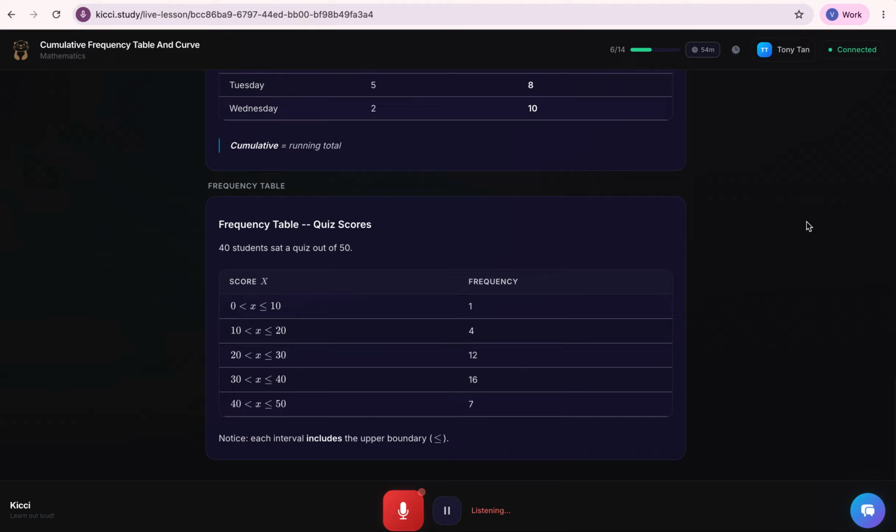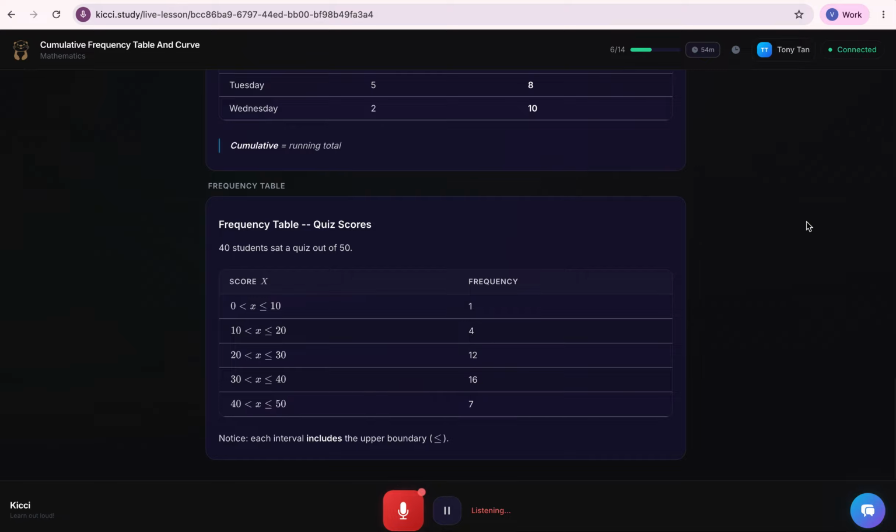What about if you put it the other way? Less than or equal to 0 and less than 10. You definitely could do that, Tony. In that case, a score of exactly 10 would be in the next group, the one that goes from 10 to 20, rather than the first group. Both ways are valid, but we just have to pick one rule and stick to it throughout the whole table. Standard math questions often do it like we have on screen, including the upper boundary. Ready to build the cumulative frequency table from this one?